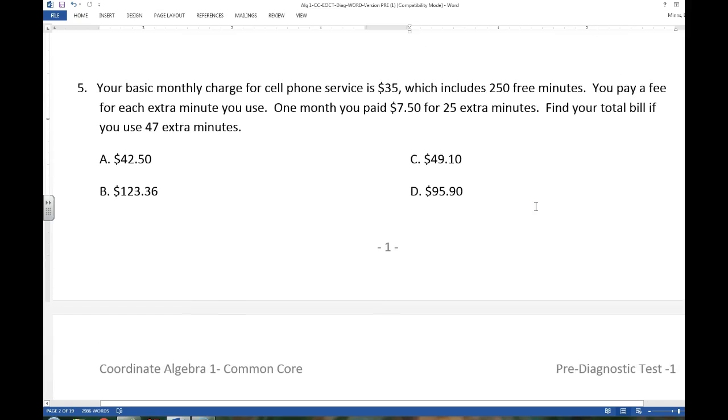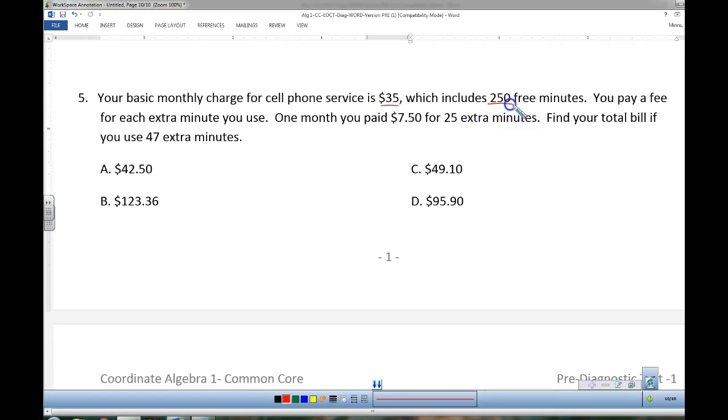Your basic monthly charge for a cell phone is $35, which includes 250 free minutes. So for 35 bucks, we get that many minutes. We know that's not that much. You pay a fee for each extra minute you use. One month, you paid $7.50 for 25 minutes. So this is going to tell you, for your plan, how much money is for 1 minute. So if $7.50 is for 25 minutes, to get 1 minute, we simply divide.